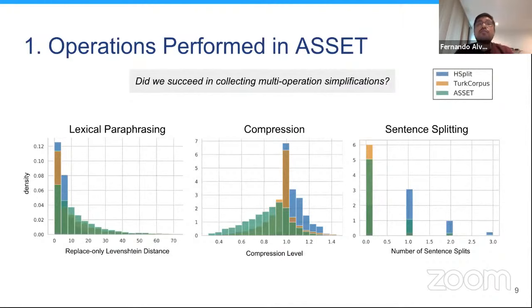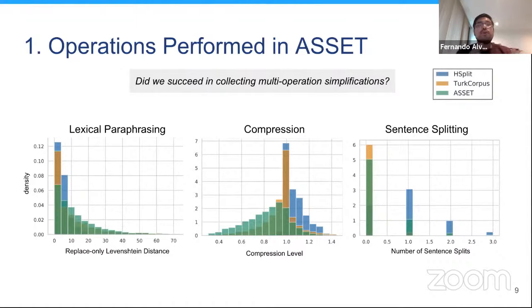So let's take a look at the first one, which is, did we succeed in collecting multi-operation simplifications? There are 3 operations that we're particularly interested in: lexical paraphrasing, compression, and sentence splitting. And we tried to measure them using some very simple heuristics, such as replace-only Levenshtein distance for lexical paraphrasing, the compression level for compression, and the number of sentence splits for sentence splitting. And we measured the density of these operations on all the instances in each data set.